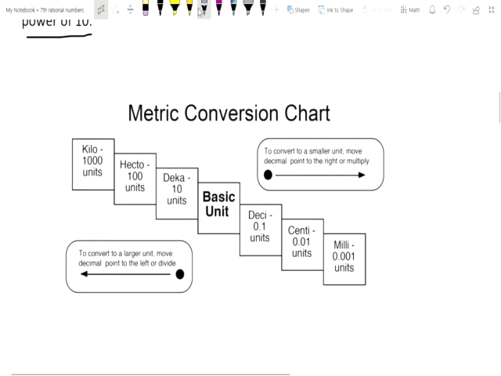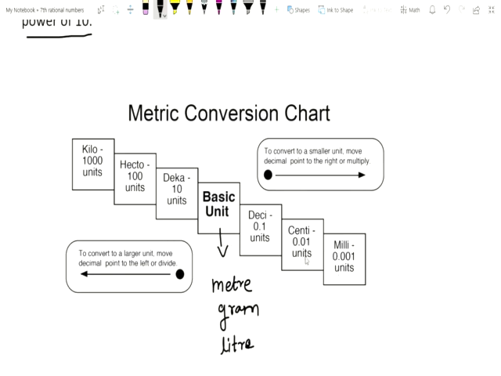So this is kilo. Here, first, the basic units. What are the basic units? Meter, gram, liter. Suppose I am taking the meter. If meter is given, what will you write? Kilometer, hectometer, decameter, meter, decimeter, centimeter, millimeter. So this is the order.